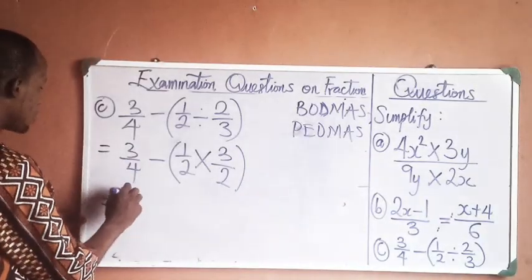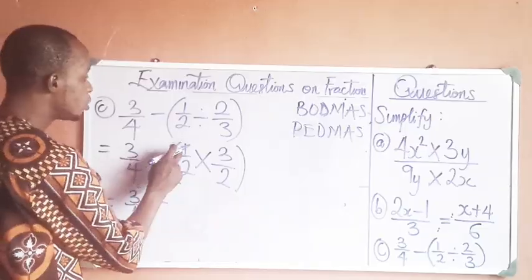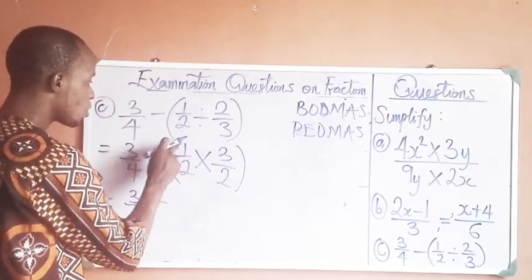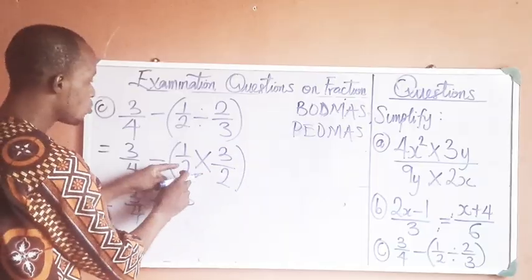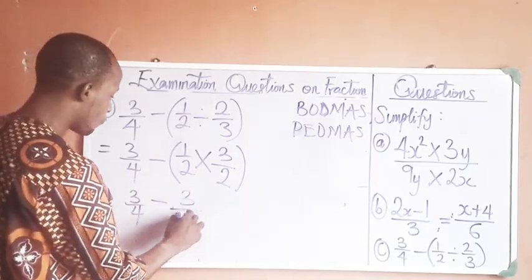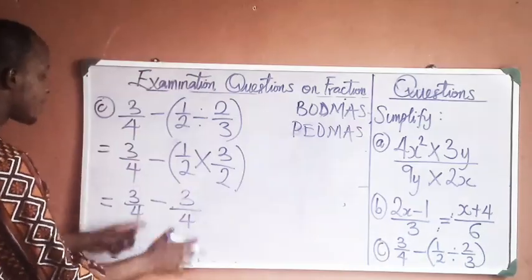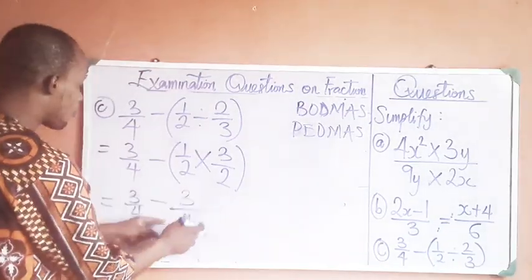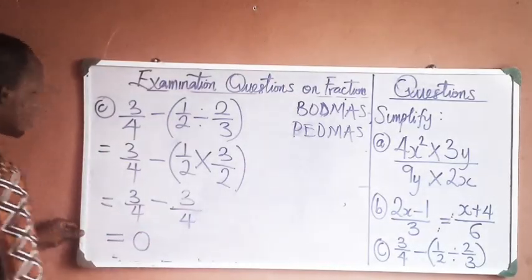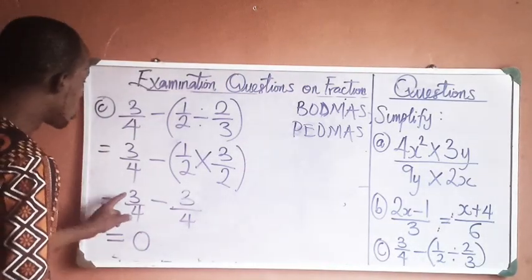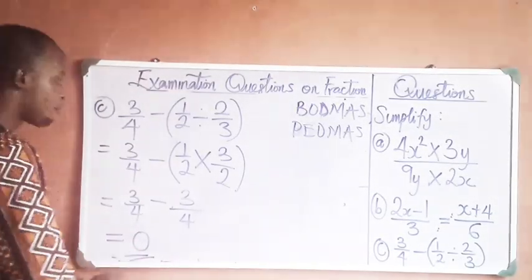So the next step will be, we repeat this fraction, 3 over 4 minus, I simply multiply the numerators of the two fractions, which is 1 multiplied by 3, that gives me 3, and then the denominators, 2 multiplied by 2, and that gives me 4. So we are to subtract this fraction from each other. We are simply taking 3 over 4 away from 3 over 4. So the answer simply will be 0. If you take 3 over 4 away from 3 over 4, the answer will be 0. And that is your final answer.